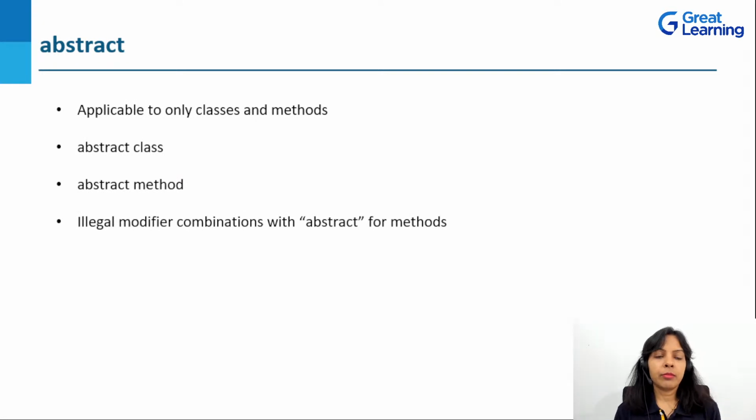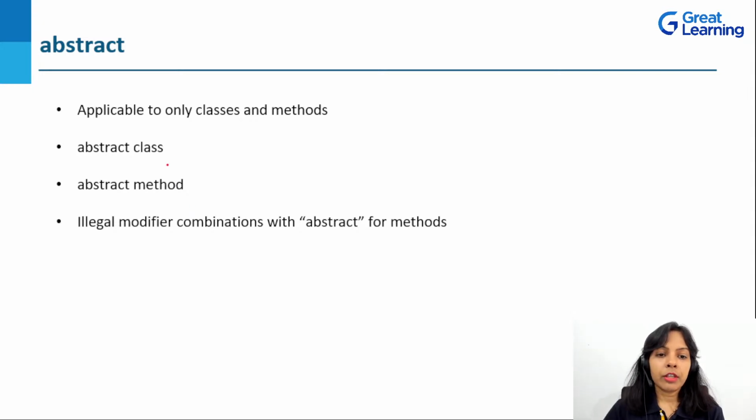Going to the next modifier, that is your abstract. Now, many times this confusion is there between an abstract class, abstract methods, and interface. Okay, so if you understand this abstract here, maybe you can easily differentiate between abstract class and an interface. The abstract access modifier is applicable to classes as well as methods. It is not for variables. So you cannot have abstract int x. You can have only abstract class and abstract method.